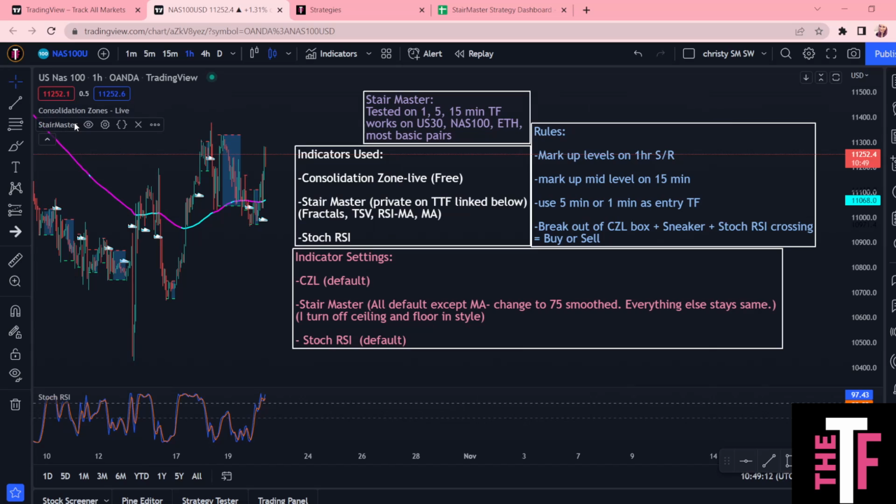Then the next one is the StairMaster one. Like I said, this one is a private one that is customized for the Trading Floor members. That is going to be in your invite-only scripts once you join. In order to get it, it is linked below. You have to go to the Trading Floor website and obviously become a member. And it's one of the 6 customized ones you get. Plus there's a bunch of other free ones that we've been offering out on TradingView too. But StairMaster is one of the customized ones.